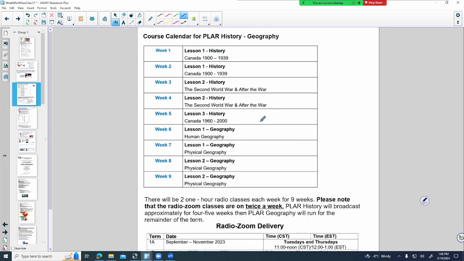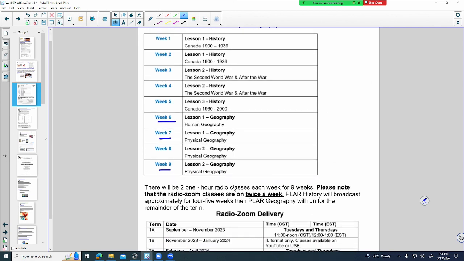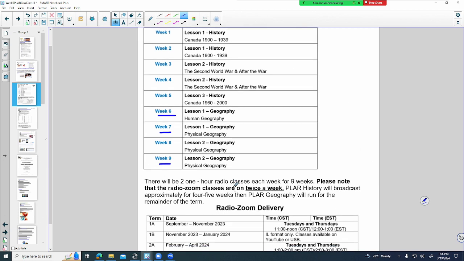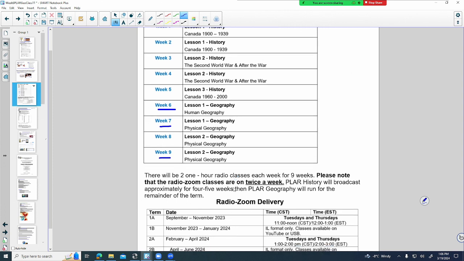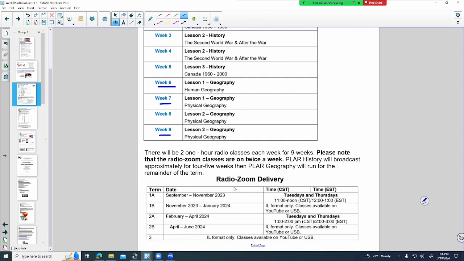For this week, we are in week 6. You can see that lesson 1 is human geography. Next week, we will look at physical geography and continue on to week 9, where we have the physical geography, and also we will do the review for the 2 lessons and look at the culminating activity. For those students who have received their PLAR history culminating activity, make sure you complete it and then return it to me.